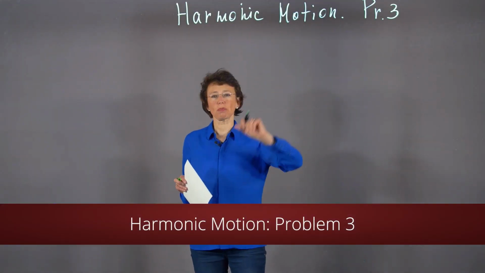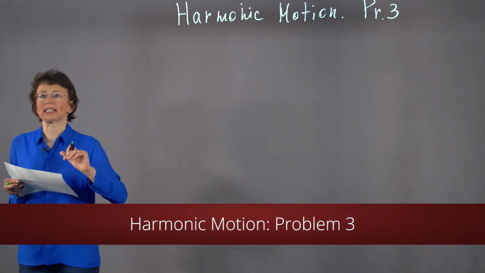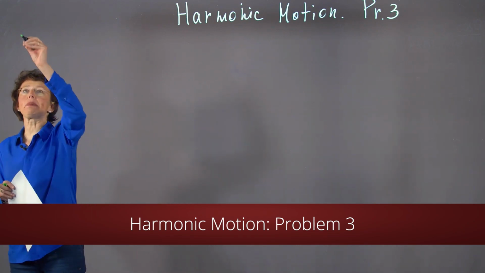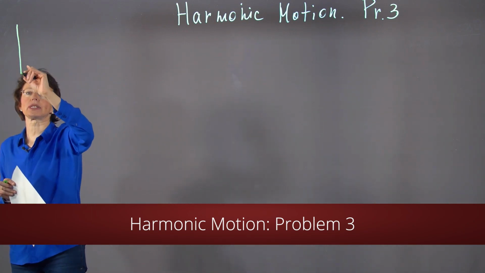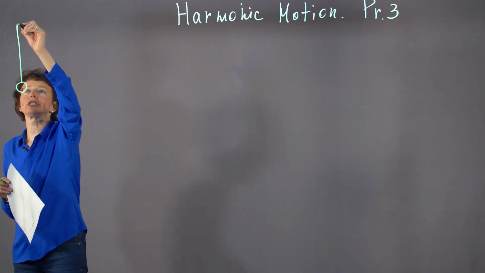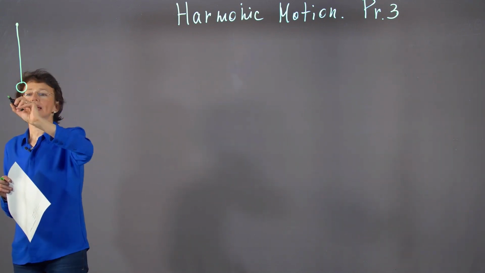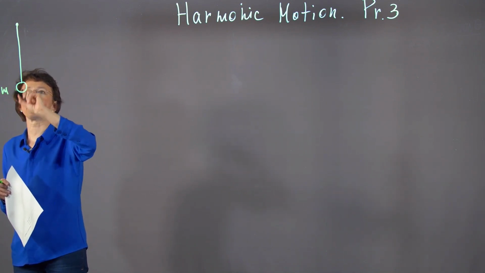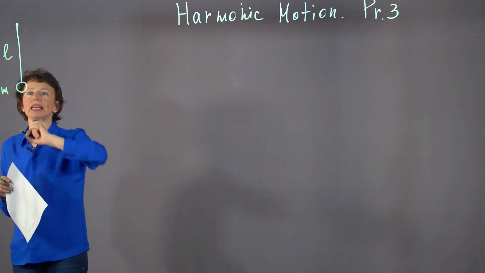This problem, problem 3, is a little bit different. For this problem, we have a simple pendulum, which is a string, and there is a small object attached to the end of this string. This object has mass m, and the length of the string is L.